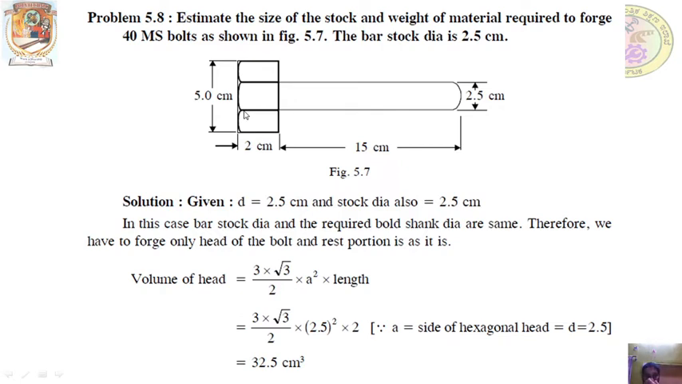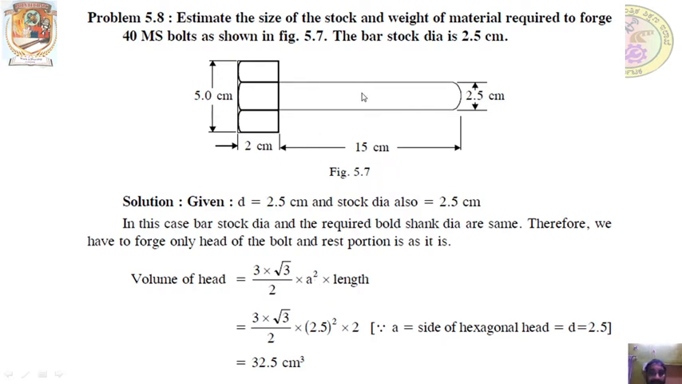Out of 2.5 centimeter bar stock, you need to create 40 bolts of such dimension. As usual, it consists of two parts. One is the hexagonal head, and the other is the shank, that is the cylindrical portion. The volume of the hexagonal headed portion is given by 3 into root 3 divided by 2 into a square, where a is the side of the hexagonal head.